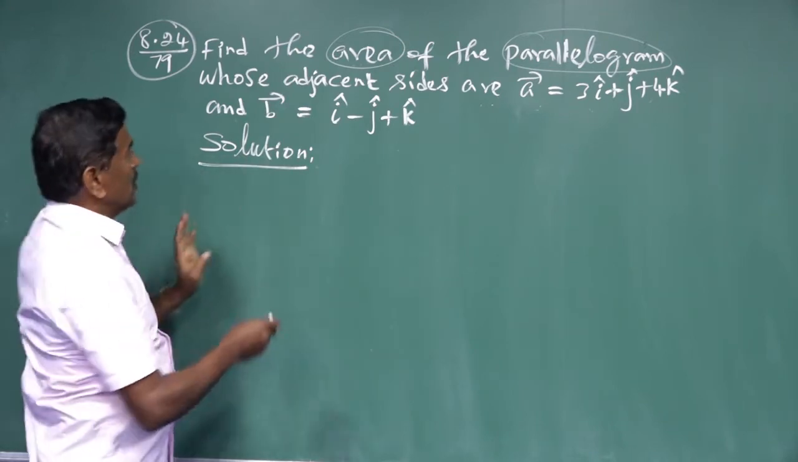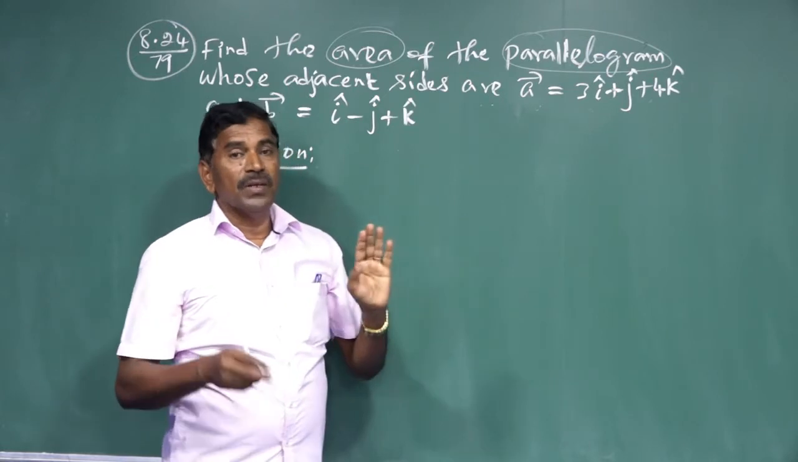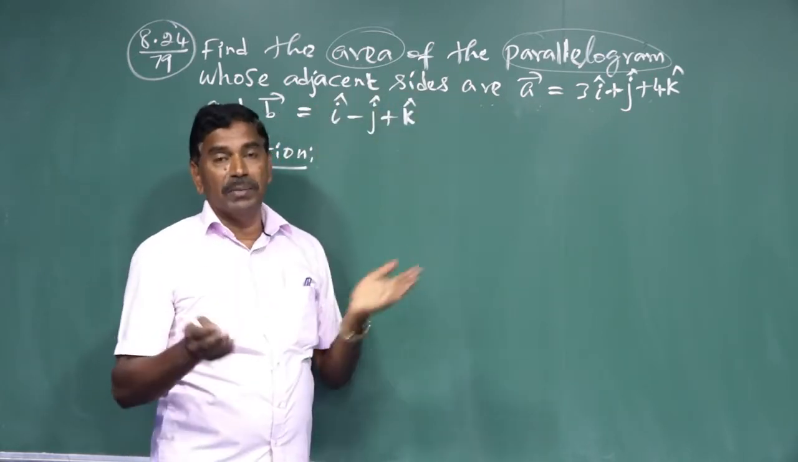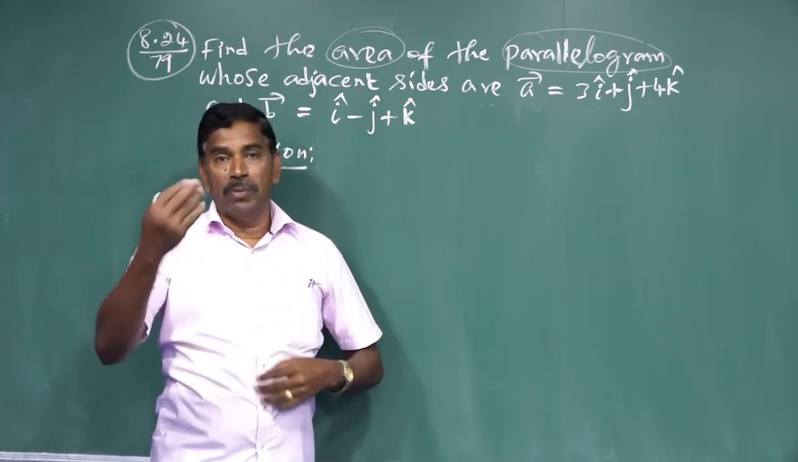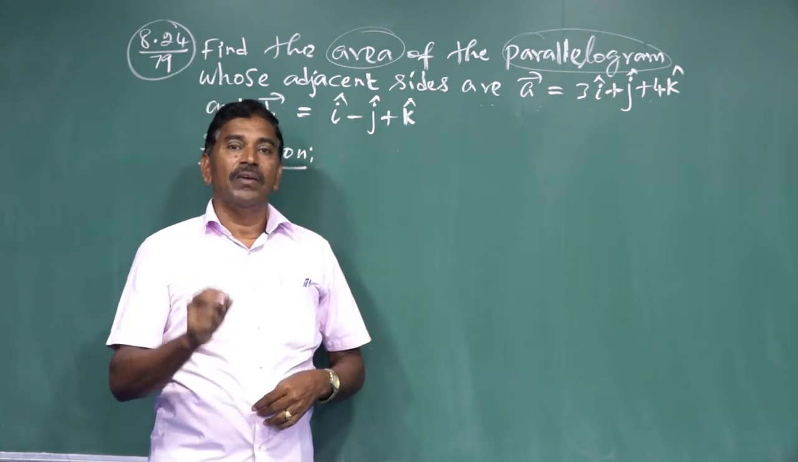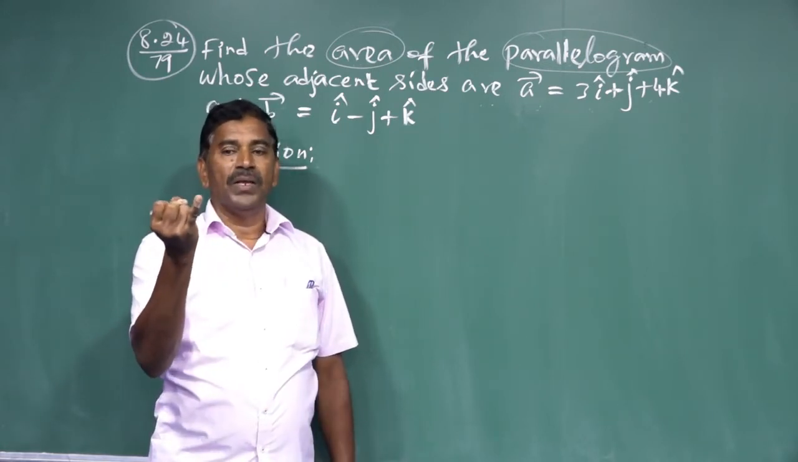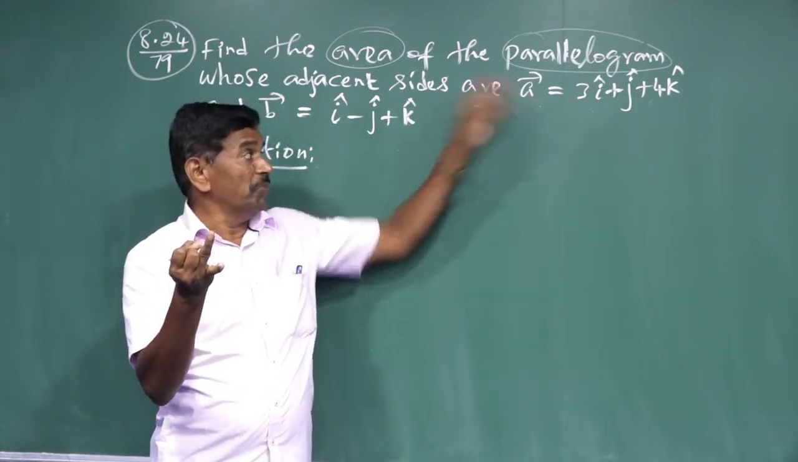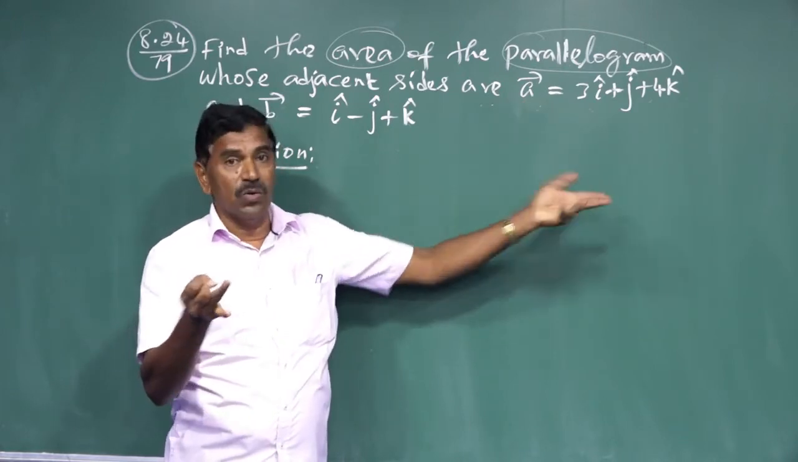That's all. Now listen, here A vector and B vector are given. The formula is: area of the parallelogram with adjacent sides A vector and B vector is given by modulus A vector cross B vector. Can you tell me the working rule? Yes. Step 1: first compute A cross B. Step 2: modulus A cross B. Then the area of the parallelogram is modulus A cross B, which is the required answer.